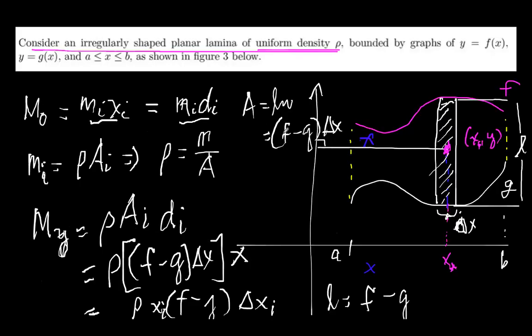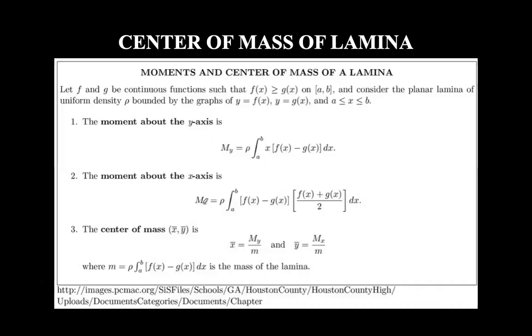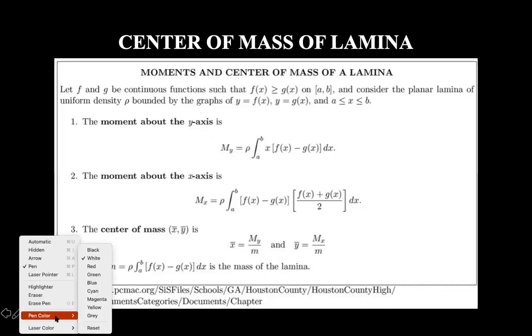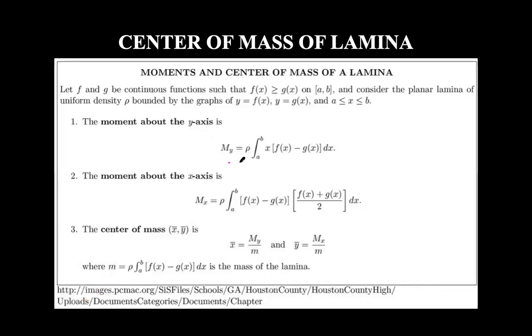Now let's check. Here we go. Oh, so let's use another color. So we have already found this. We have already derived this formula to find the moments in a given lamina with respect to y. So how about with respect to x? What are we going to do with that? So let's move on to finding the moment of the lamina about the x-axis.